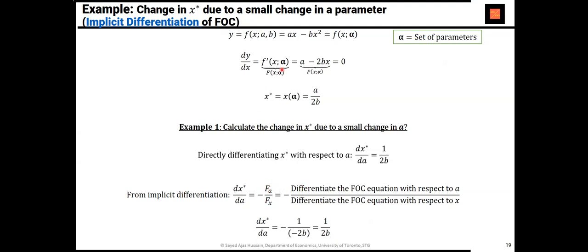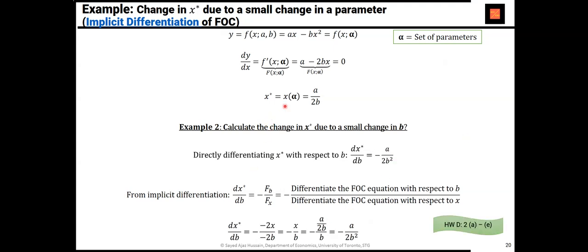So differentiate this F function with respect to a. What is this F function? Here's the F function. If I differentiate with respect to a, the answer is 1. That's down here. And now I need to differentiate this F function with respect to x. Take this big F function, differentiate with respect to x. And the answer is minus 2b over here. So minus 1 over minus 2b, 1 over 2b, exact same answer as direct differentiation.